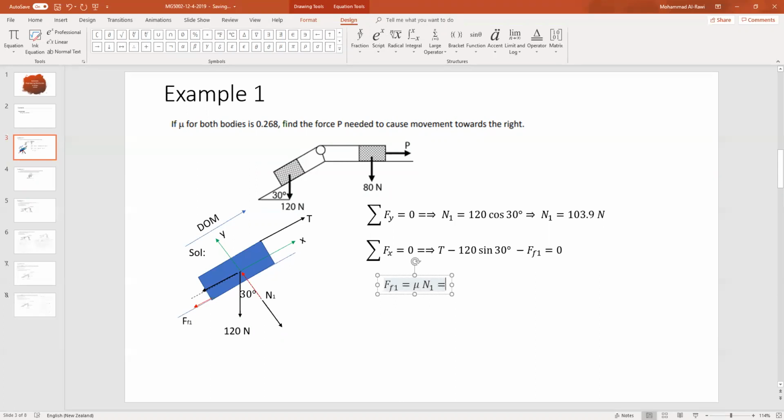Now, what's the mu? As you can see, it is given to us as 0.268. So 0.268 times the value for N1, which is 103.9, and that will be equal to what? Can you give me the answer, guys? I'll wait for you to give me an answer for the friction force 1.